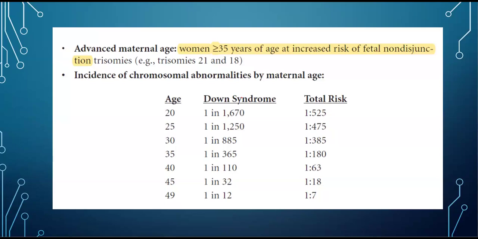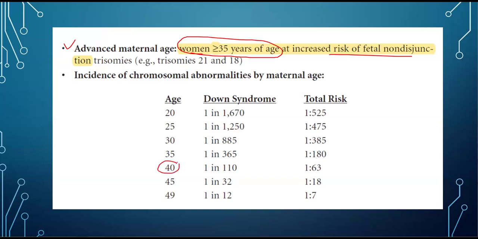So first of all, advanced maternal age. Advanced maternal age means a woman is above 35 years. They are at increased risk of fetal anomalies, especially chromosomal anomalies. The most common chromosomal anomaly is trisomy 21, which is Down syndrome, and then trisomy 18. So advanced maternal age is definitely a high-risk pregnancy. You can see that as the age of a patient goes higher, the chance of Down syndrome also gets higher.